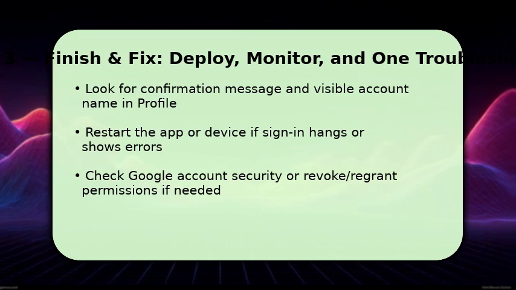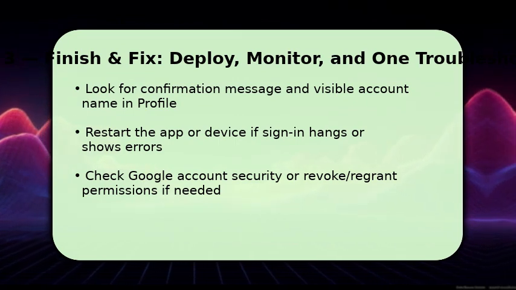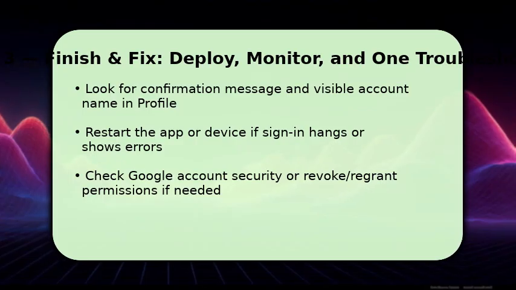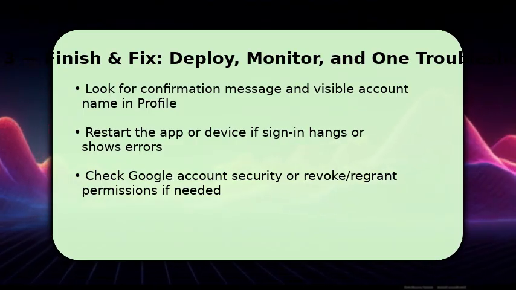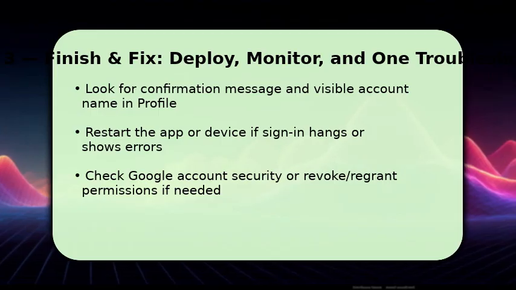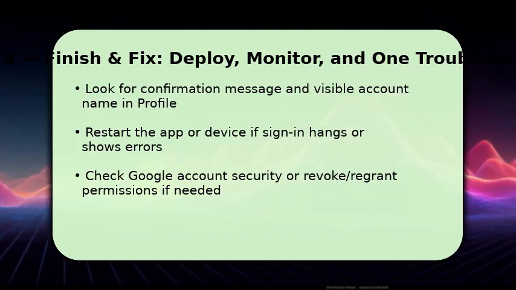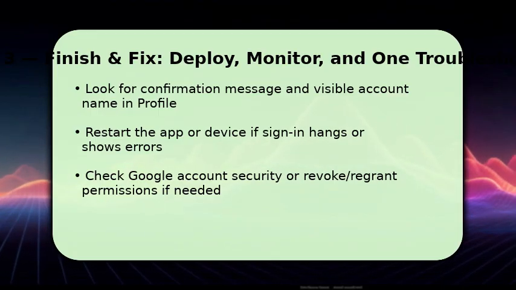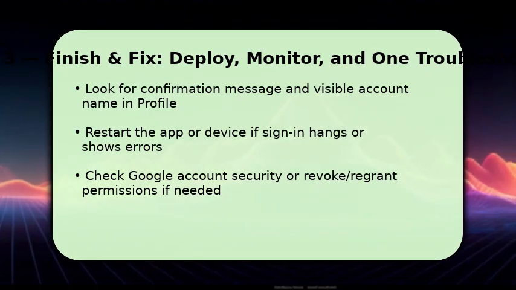If the process stalls or shows an error, close Among Us entirely and restart the app, or reboot the device, then try again. If problems persist, open Google account settings to check security prompts or revoke and regrant permissions for Among Us. This often clears token errors. Finally, make sure the app is up to date.